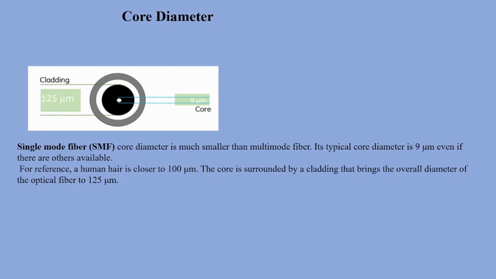Single mode fiber, or in short SMF, has a core diameter much smaller than multi-mode fiber. Its typical core diameter is 9 micrometers, even if there are others available. For reference, a human hair is closer to 100 micrometers. The core is surrounded by a cladding that brings the overall diameter of the optical fiber to 125 micrometers.